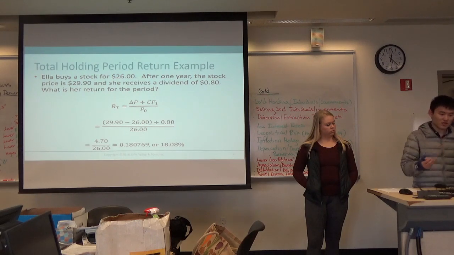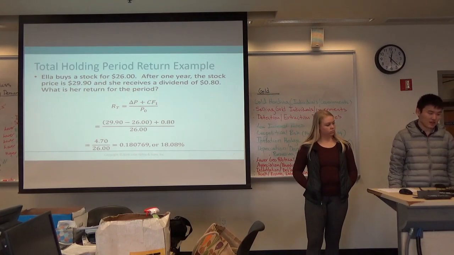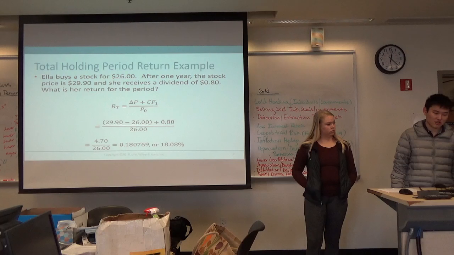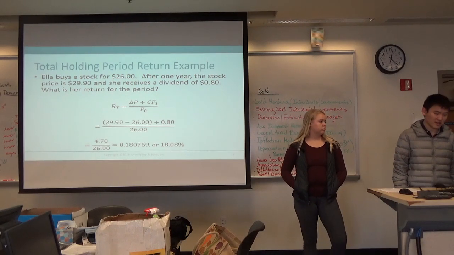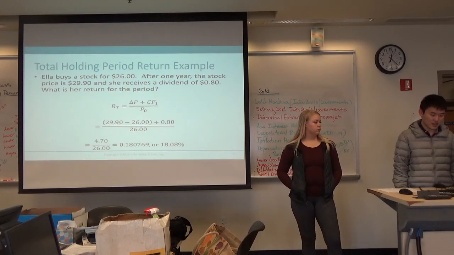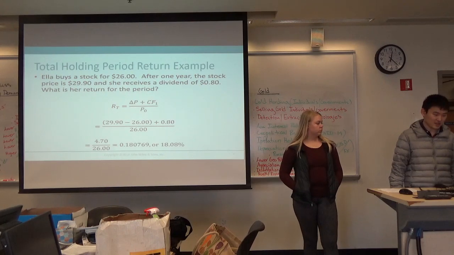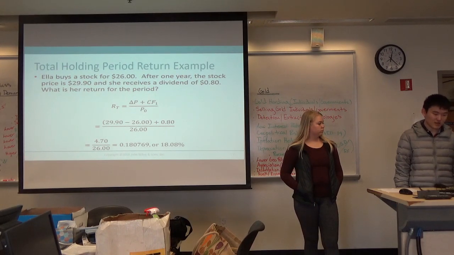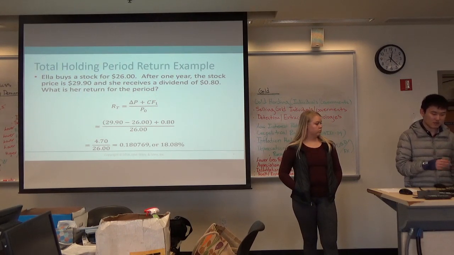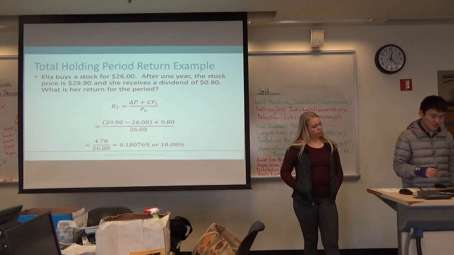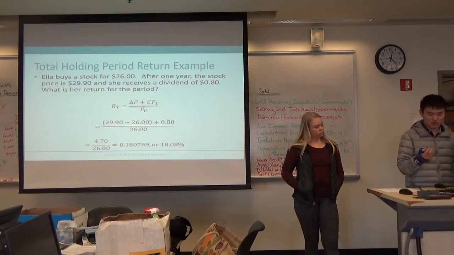So an example problem would be: Ella buys a stock for $26. After 1 year, the stock price is $29.90, and she receives a dividend of 80 cents. What is her return for the period? And so you plug in all the values into the equation, and you eventually get 18.08%.